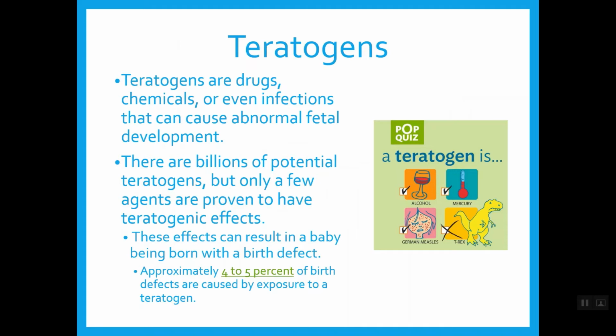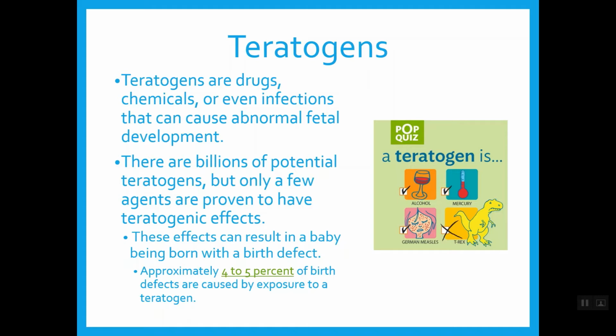So I mentioned the term teratogen. It's kind of a funny word, but a teratogen is anything that can cause an abnormal or harmful effect on the fetus's development. So teratogens are drugs, chemicals, could be an infection that can cause a delay in development, can cause a birth defect, something to go wrong during the pregnancy that will be harmful to the fetus. So there's all different types of teratogens, and about 4 to 5% of birth defects are caused by a teratogen. Other birth defects might be caused by genetics, but 4 to 5%, so not too many, are caused by a teratogen.